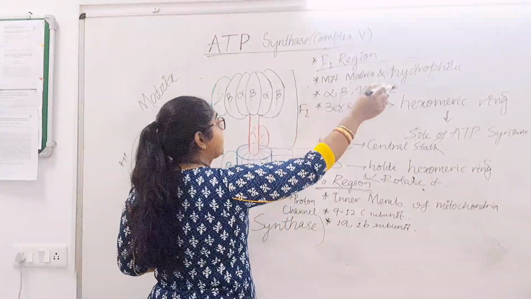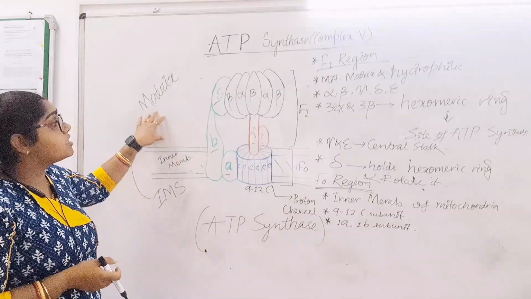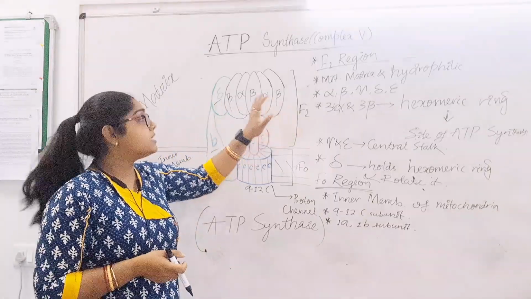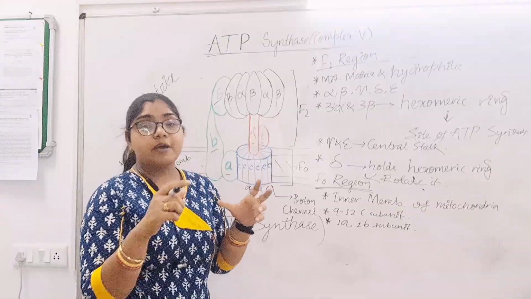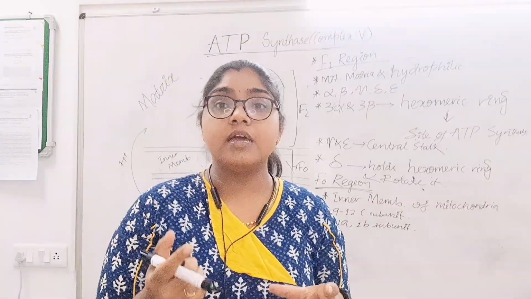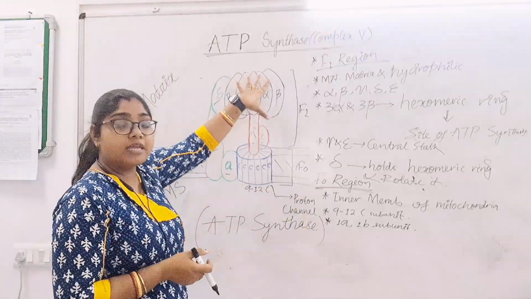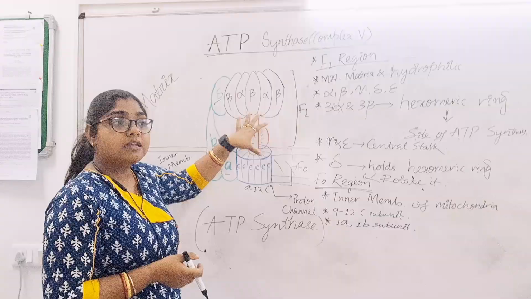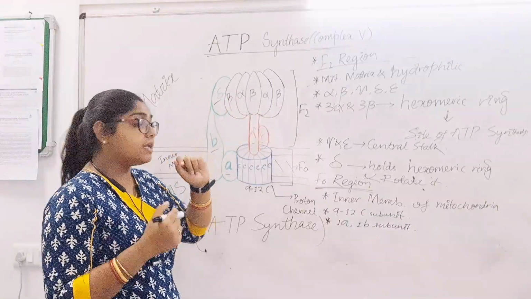So F1 region is present in the mitochondrial matrix. It is hydrophilic in nature. It has 5 polypeptide chains: alpha, beta, gamma, delta and epsilon. So the alpha and beta are arranged in a hexameric ring, that is 3 alpha 3 beta hexameric ring, and the delta holds the hexameric ring. The gamma and epsilon form the central stalk. The delta rotates the hexameric ring.